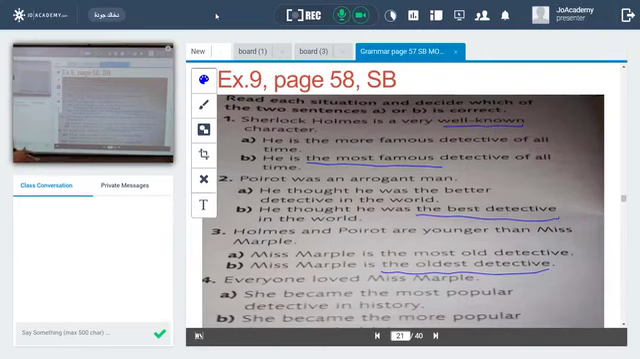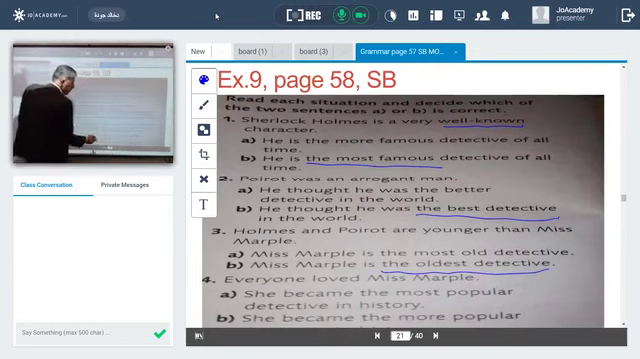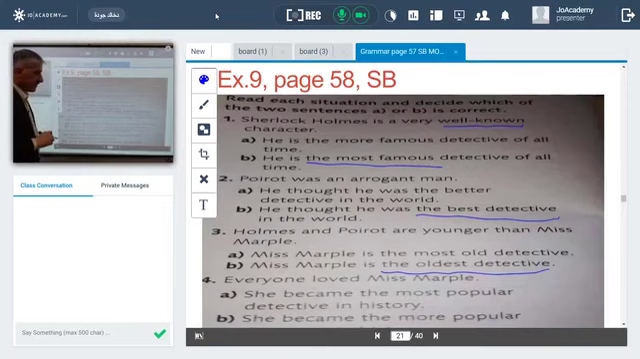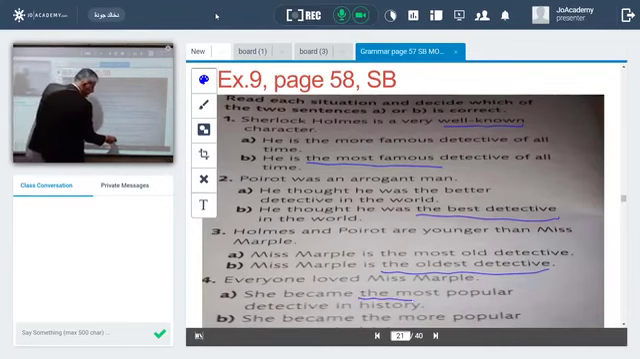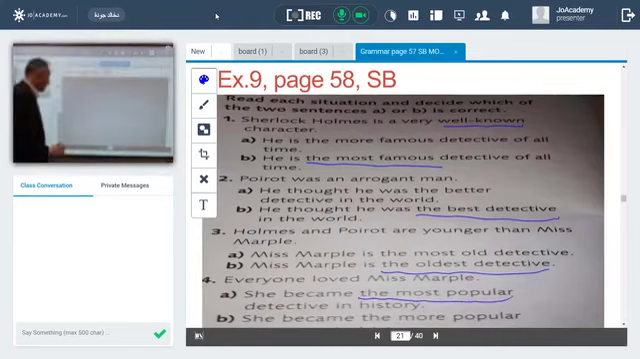Number 4, everyone loved Miss Marple. She became the most popular detective in history, or she became the more popular, or the most popular. What do you think? Of course, she became the most popular detective in history. Okay.